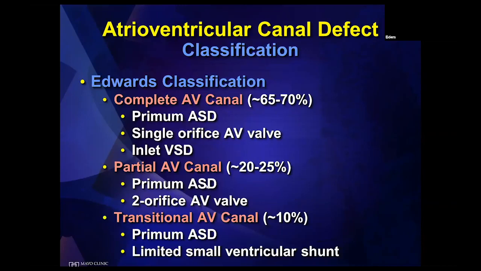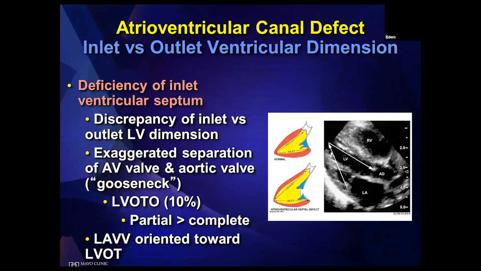The partial defect, which we just saw, has a primum ASD, no ventricular septal defect, and has two separate atrioventricular valves. A transitional canal occurs about 10% of the time, has a primum ASD, and has a very limited or small ventricular septal defect, which may or may not be completely occluded by chordae from the atrioventricular valves.